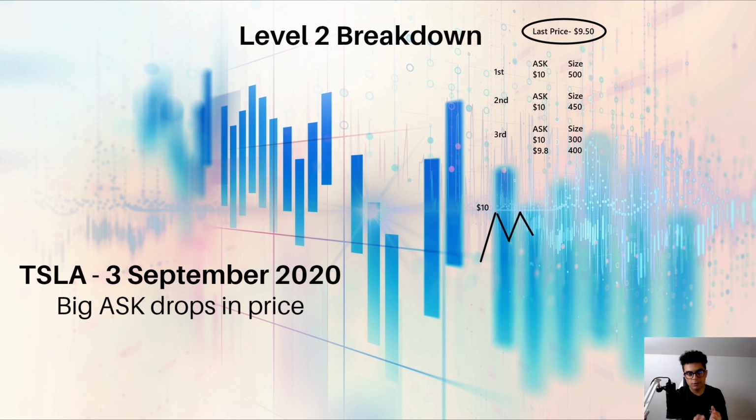If you're a seller and you expect the stock to go to $10, you will hold that price. But if the sellers are stepping lower, that means the sellers went from $10 to $9.8, that is a bearish sign, because the sellers are not expecting the stock to go to $10 and they want to sell their shares at $9.8 instead of $10.